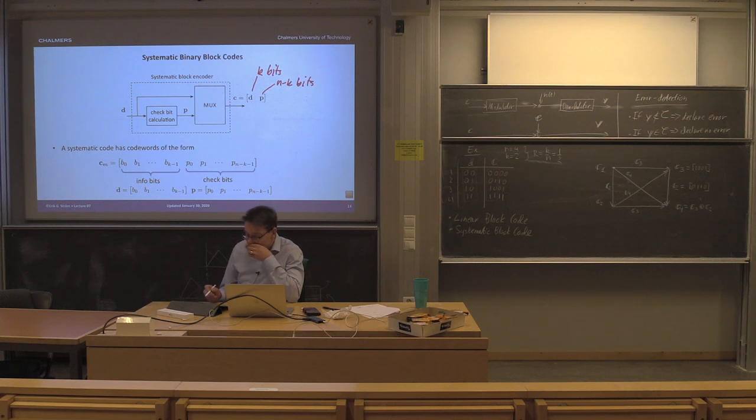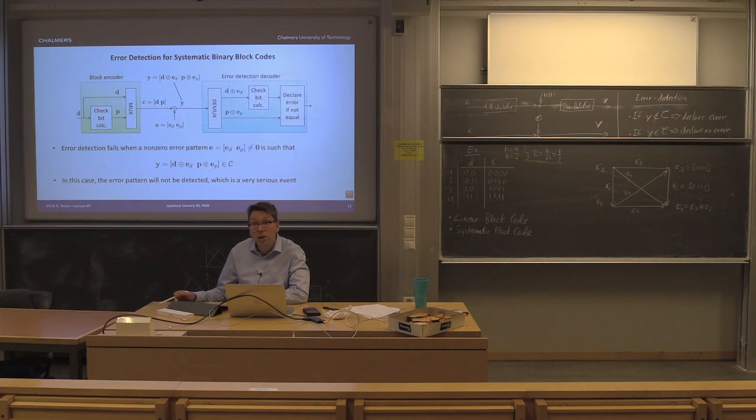So if we have these systematic block encoders, there is an easy way to check whether a pattern is a code word or not. And it's basically to re-encode the data bits at the receiver and check whether this corresponds to what we have received. Okay, so the idea is the following.